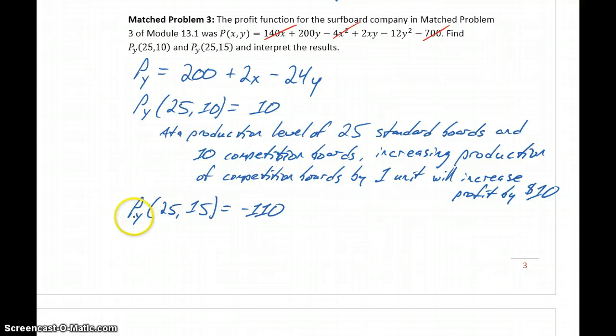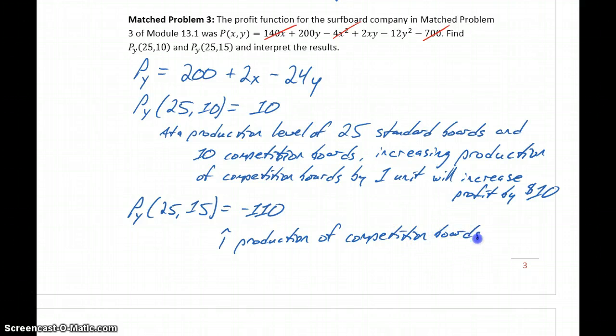Similarly, we have our derivative evaluated at 25 and 15. So this would mean at a production level of 25 standard boards and 15 competition boards, increasing production of just the competition boards would decrease profit by $110.